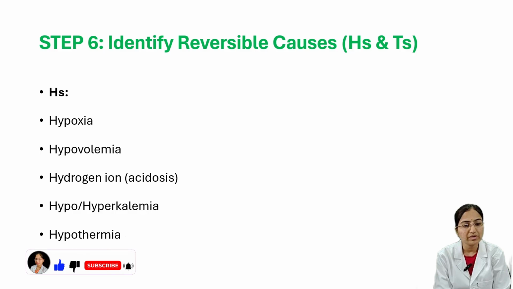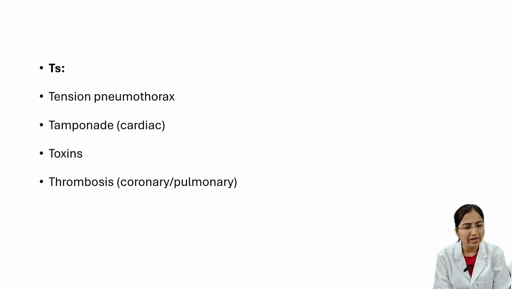And then comes the next step, that is identify reversible causes. Here: hypoxia, hypovolemia, hydrogen ion, hypo or hyperkalemia, and hypothermia. These are the causes, okay. And then the second set of causes: tension pneumothorax, tamponade, toxins, and thrombosis, which may be coronary or pulmonary. These are the reversible causes.